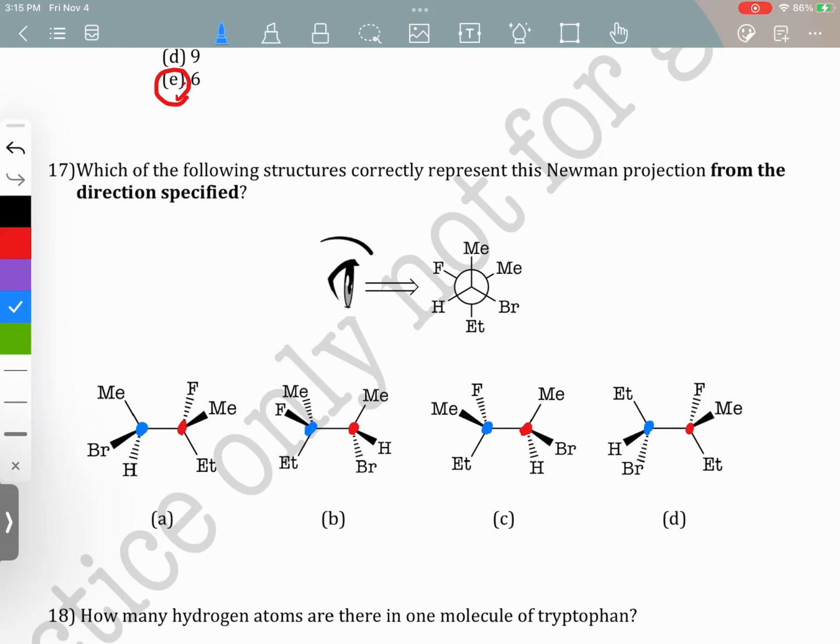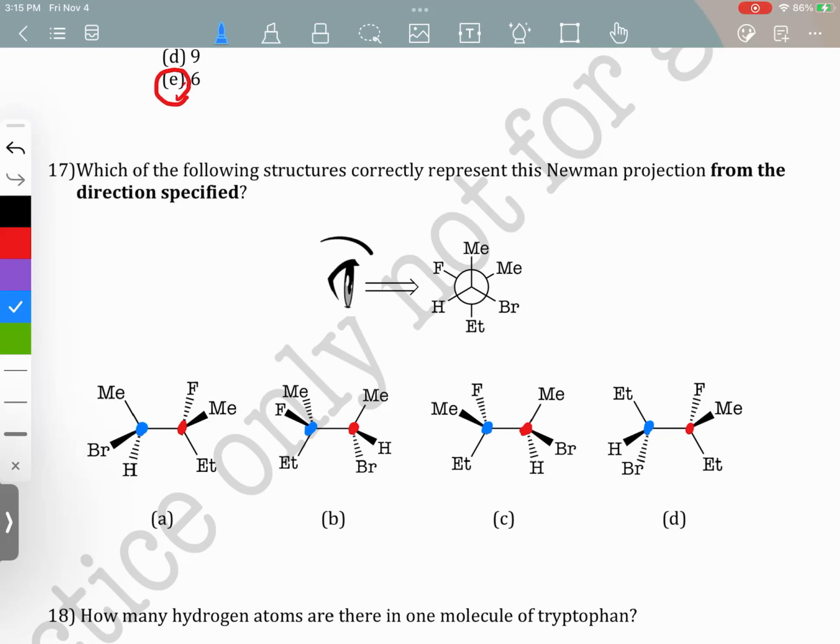I forgot the name of this. This will be staggered. So first carbon's on the right, second carbon's on the left.